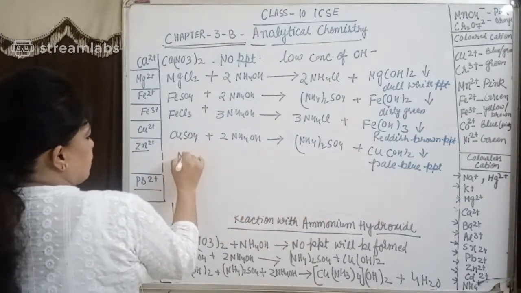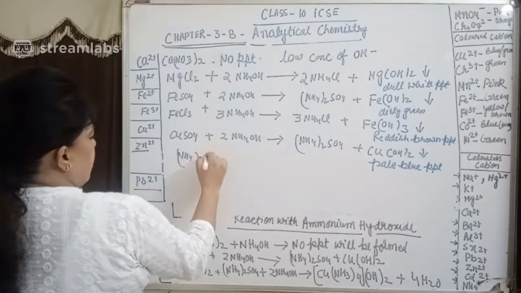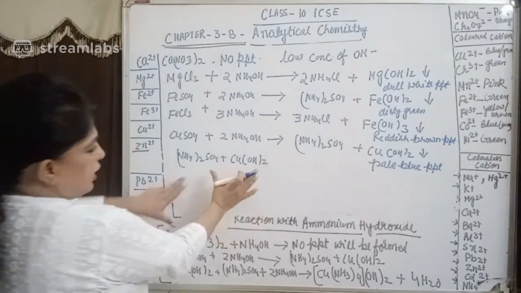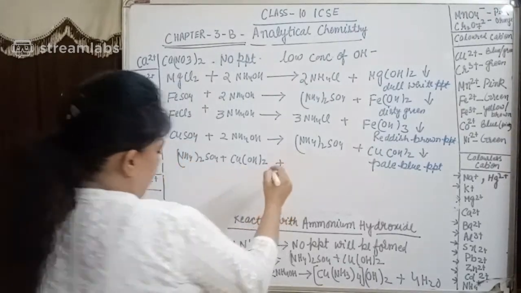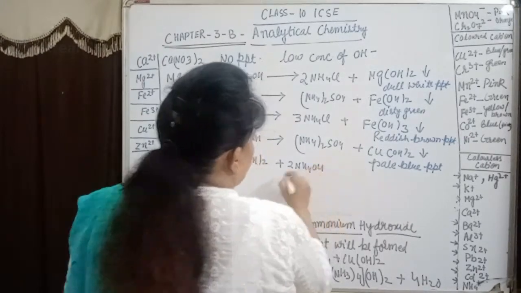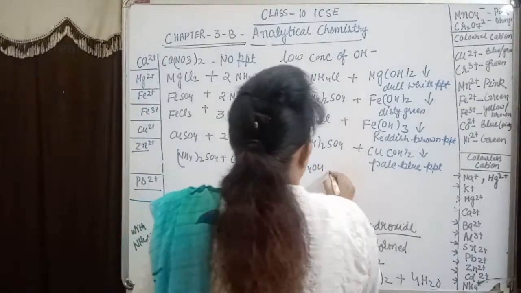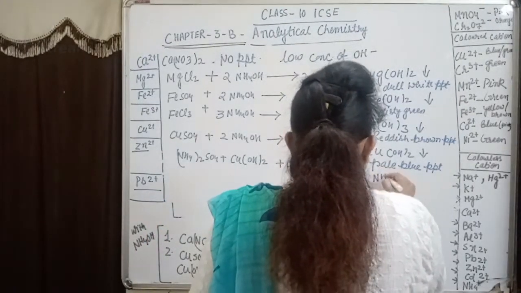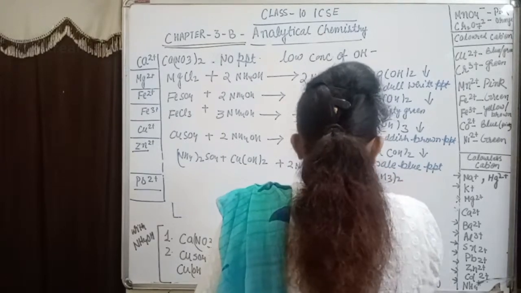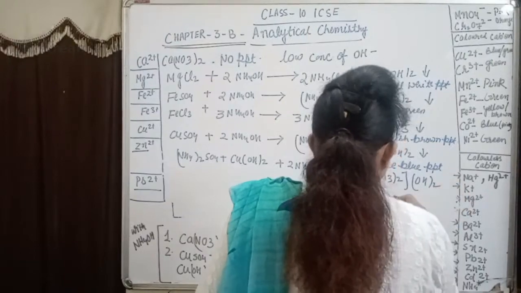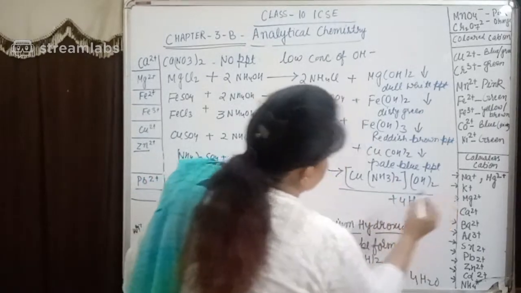So (NH4)2SO4 plus Cu(OH)2, this is the reaction mixture. And if you add excess of ammonium hydroxide, that is 2NH4OH, so what we are going to get? We are going to get tetraamine copper hydroxide. Now what is this? This we are going to get as soluble.